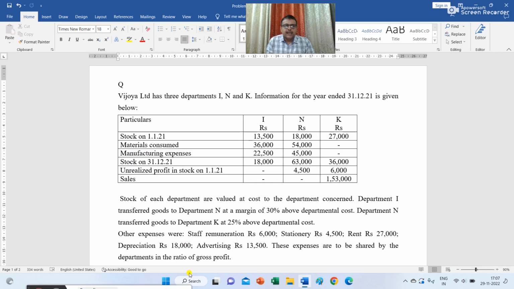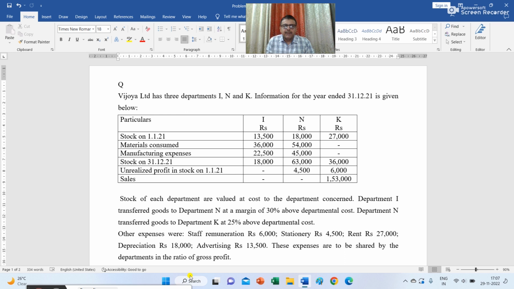Vijaya Limited has three departments I, N and K. Information for the year ended 31st December 2021 is given below. So we have three departments I, N and K. Stock on 1st January 2021: Department I 13,500, Department N 18,000, and Department K 27,000.